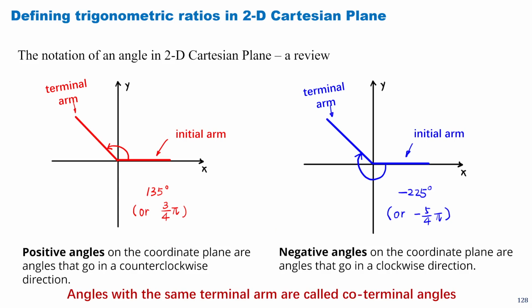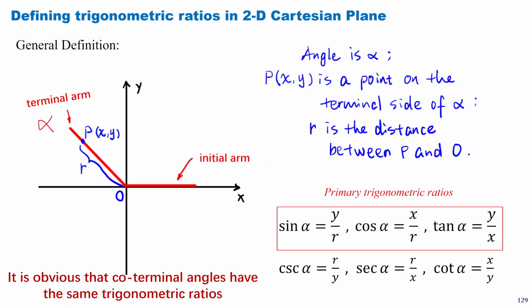Okay, then we can define trigonometric ratios for any angle in the 2D Cartesian plane like this. So suppose we have an angle like here. The initial arm is on the positive side of the x-axis, and this is its terminal arm. So we can choose any arbitrary point on the terminal arm of this angle. For example, P, with x and y coordinates x and y. The distance between P and O is denoted as r.